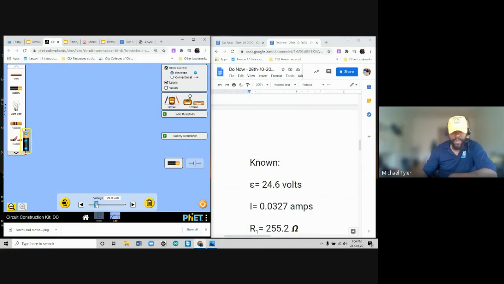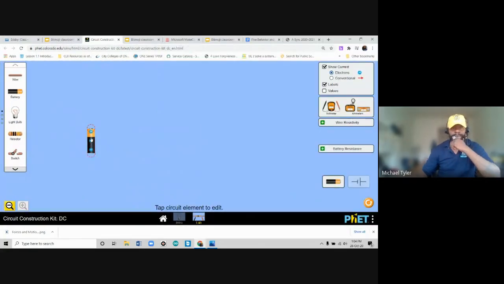Don't put 24, right? Move it back up. So as you can see, it's at 24. I took that from the problem. We're going to grab some wires and make a series circuit. We've done this before. So first wire, I'm just going to put two ends of the battery connected to a wire.